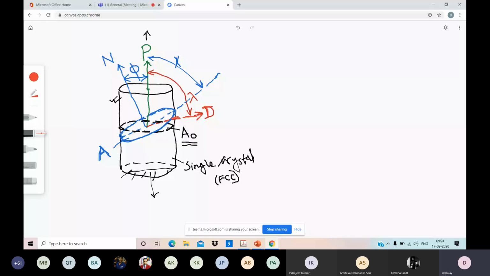So what decides which plane will be the slip plane and which direction will be the slip direction? What decides that? What differentiates one plane from another? Yes. Schmid factor.